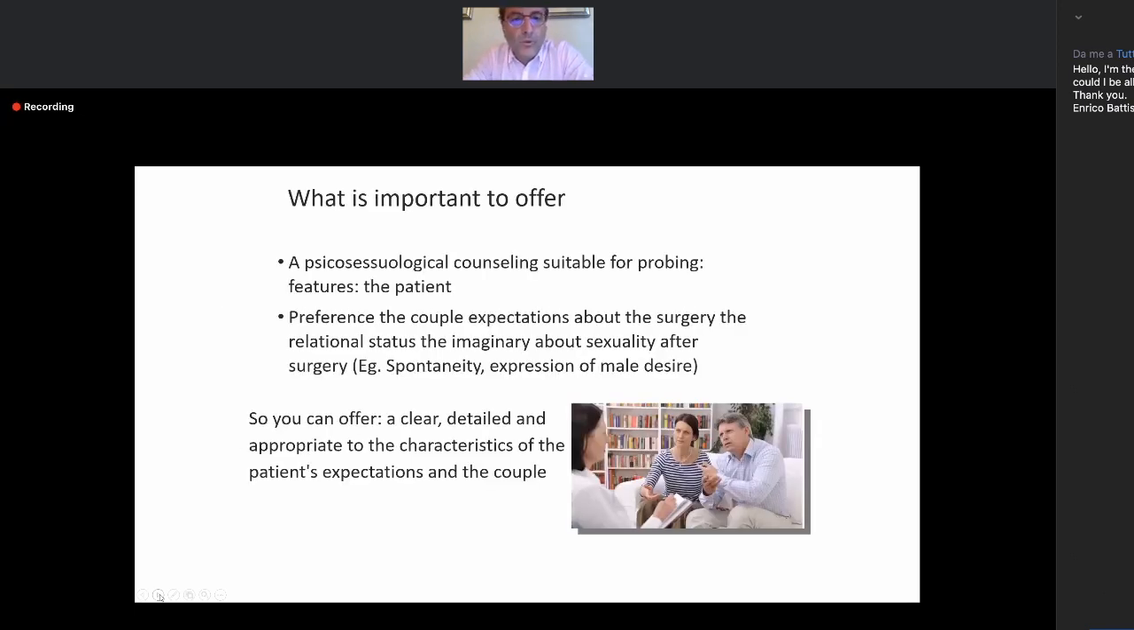What is important to offer? For sure, psychological counseling is very important, in particular in patients after oncological diseases. It is very important to speak a lot with the patient, because the patient has a lot of fear of another procedure, and the role of the partner is very, very important to support the man to have another procedure. Next.